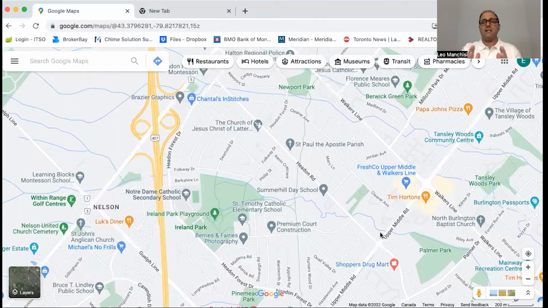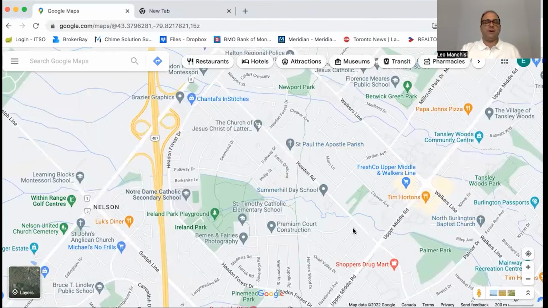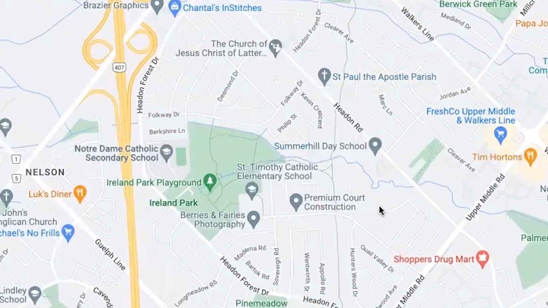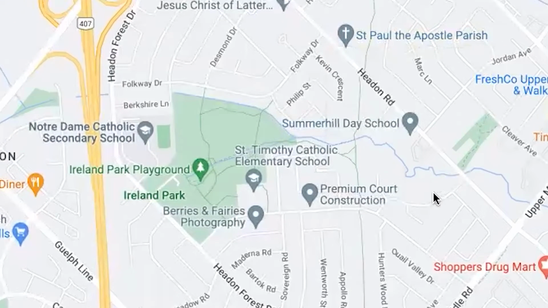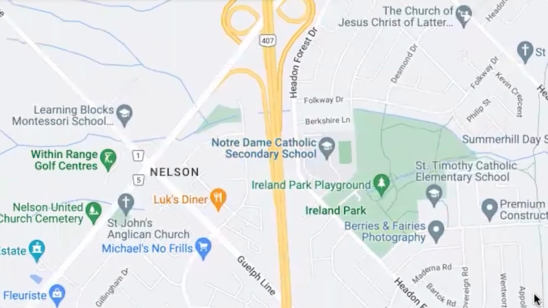So really snugged up against Millcroft, and it gets its name from the primary road that runs right through it, Headon Road. There is a number of schools in this area. St. Timothy's in terms of elementary and Catholic schools. So St. Timothy's Elementary. It's also got a Catholic secondary school, Notre Dame Secondary School, on the northwest side.